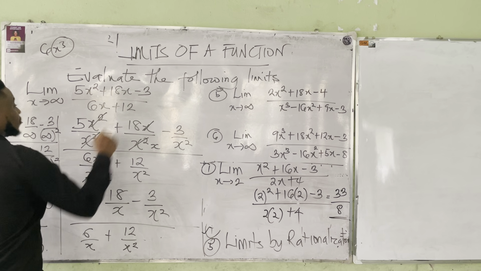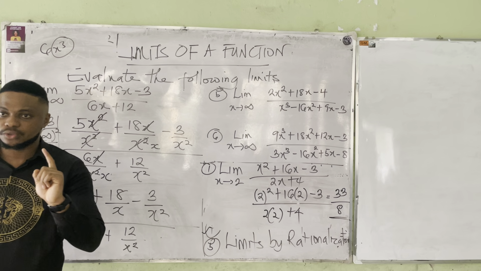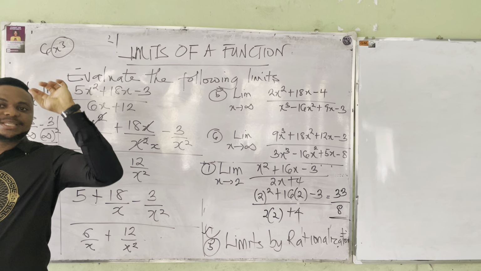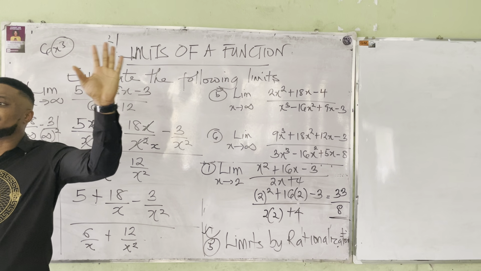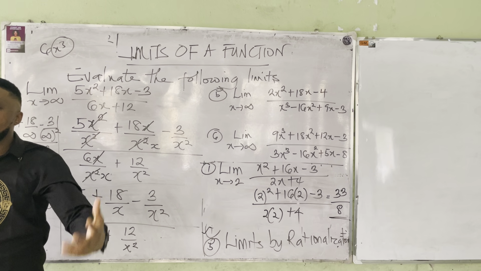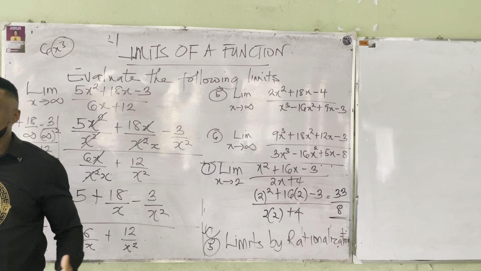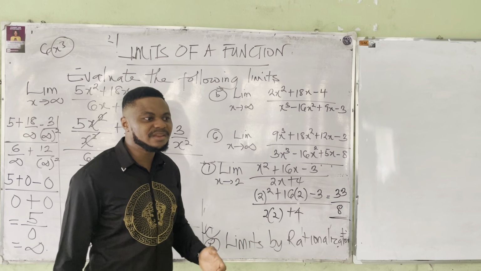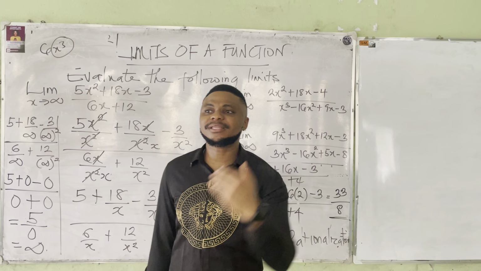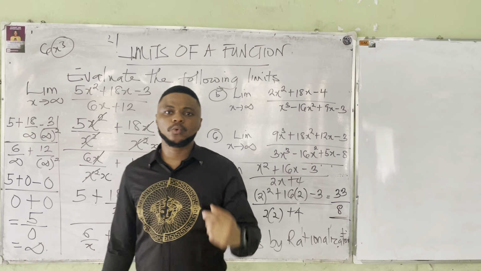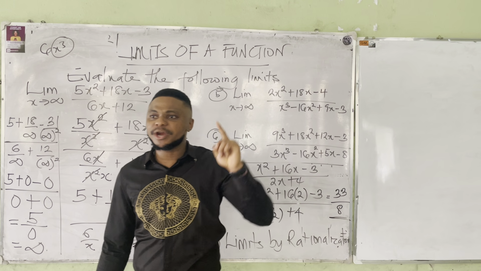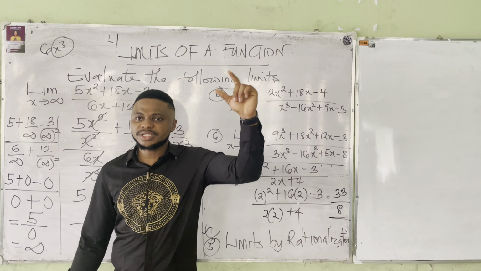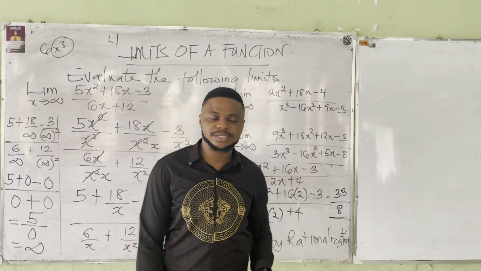Please don't forget the shortcut I just told you. If the highest power of x is at the numerator alone, don't stress yourself, the answer will be infinity. If it's at the denominator, the answer will be 0. If it's at both the numerator and denominator, just take the ratio of the coefficients.